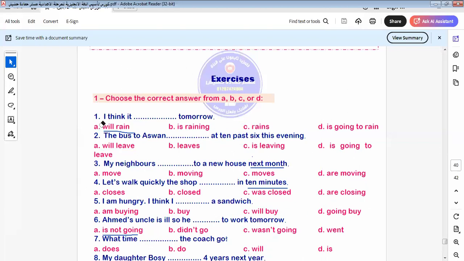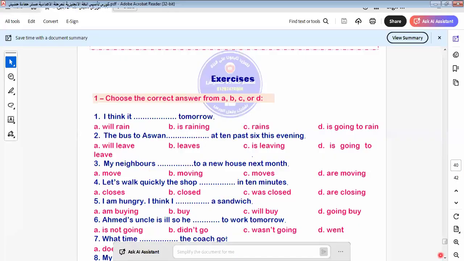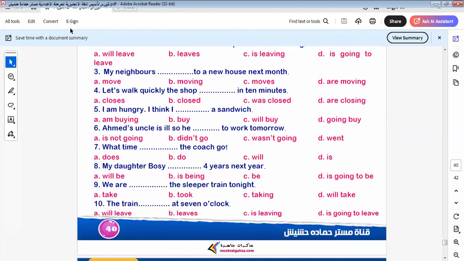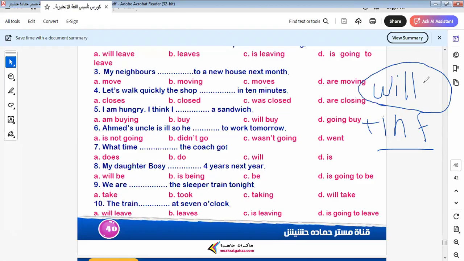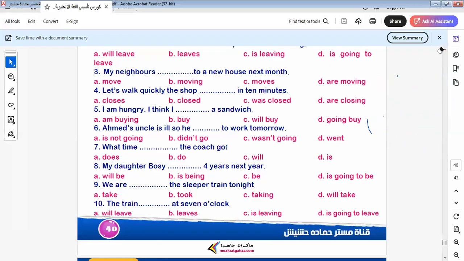As we told you before, you must know the rule that any modal must be followed by what? By the infinitive form. We say will run, will rain, or will go. So will, or any modal, must be followed by the infinitive form, meaning the verb in the stem, not in any tense. If we say "will went," it will be wrong, zero. Don't say will went. With modals, the verb must be in the stem form.